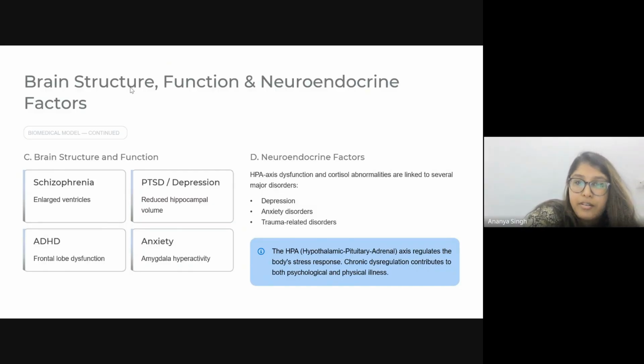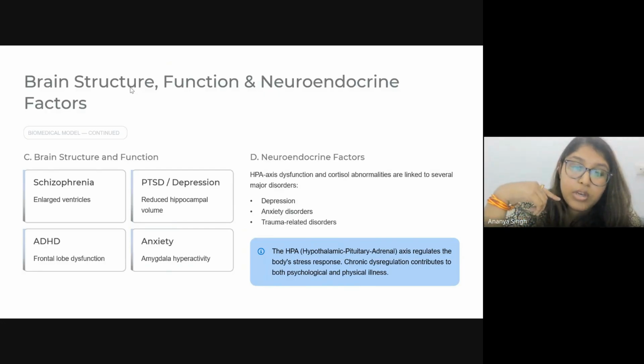Then neuroendocrine factors like HPA axis dysregulation and cortisol abnormalities. These are mainly the two things involved in how these trigger the immune response, how the immune response gets exhausted, and then the body gets affected in other ways. These also come under the biomedical model. So roughly anything related to the body, the brain, the nervous system, and how it is working or not working for us in a disorder is what the biomedical model covers.